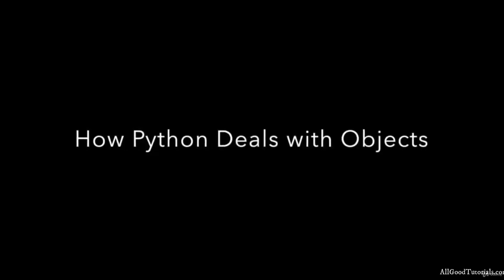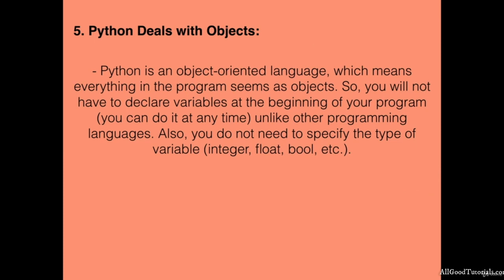How Python deals with objects. In this lecture, you should know this point really well. Python is an object-oriented language, which means everything in the program is seen as objects. So, you will not have to declare variables at the beginning of your program. You can do it at any time. Unlike other programming languages, you also don't need to specify the type of variable: integer, float, bool, etc.